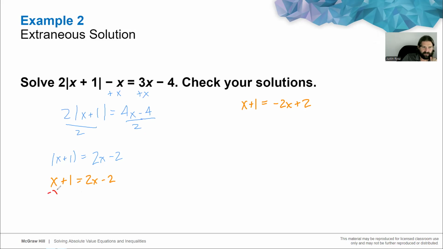First one here, I'm going to minus the x over. 1 is equal to x minus 2. Add 2 over to 1. 3 would equal x, or x would equal 3.